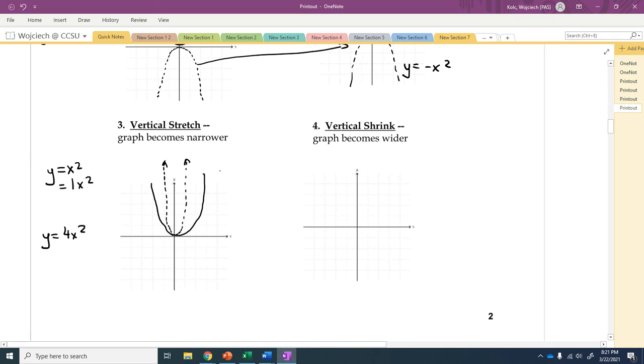Just one comment about my graphs. They are not to scale. This is just a representation of what's going to happen. Okay? And over here, if I have y equals x squared, what happens when I do y equals 1/2 x squared? The graph will become wider. So now the graph will look like this.